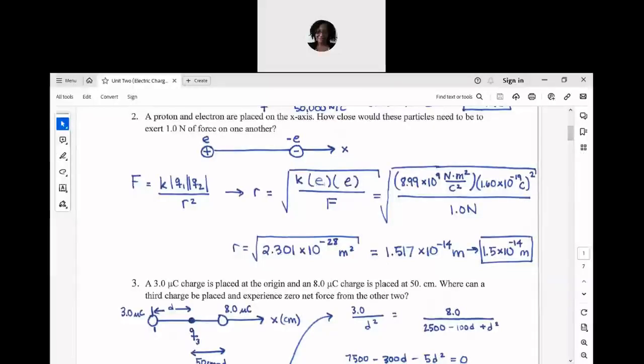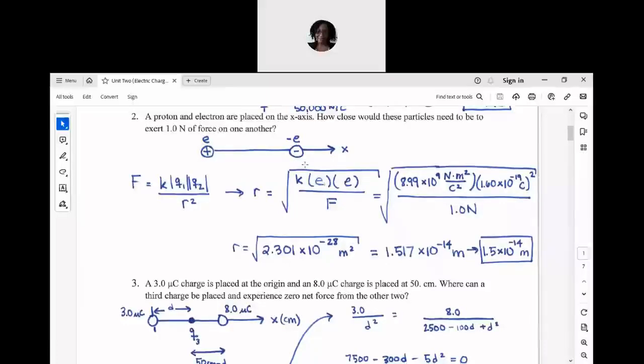I don't care which units you use, and on the exam, unless it's specified, you can use either. Number 2, a proton and an electron are placed on the x-axis. How close would these particles need to be to exert 1 Newton of force on one another? This is like a simpler version of a problem that showed up in our lecture notes. Here you have just 2 charges, and we want the force to be a given value.